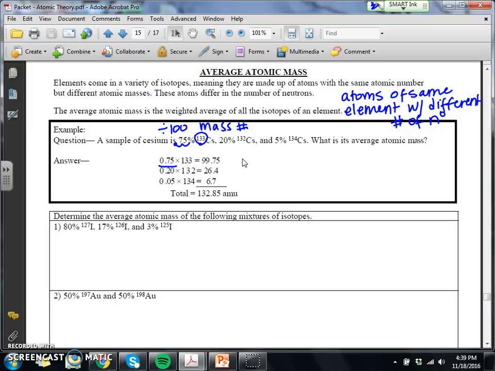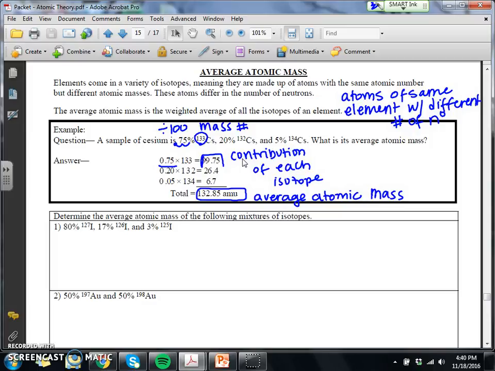Now, these answers are each isotope's contribution. It means this is what the isotope is essentially donating to the average atomic mass. So when we add all 3 of them together, we get our total average atomic mass for the element. The mass number for each isotope is different, but the average atomic mass for the element depends on every isotope that it has.